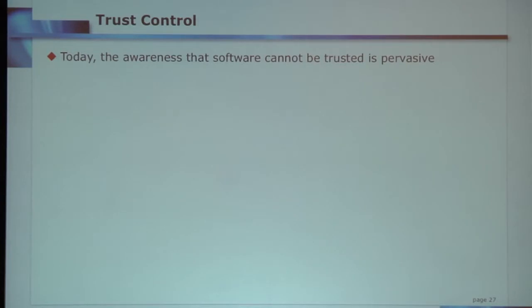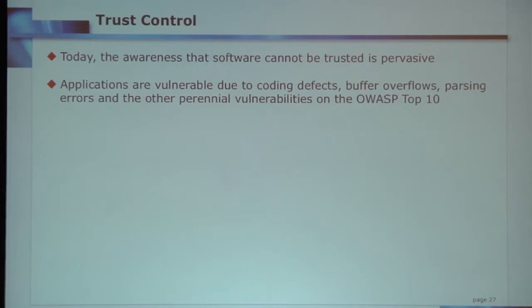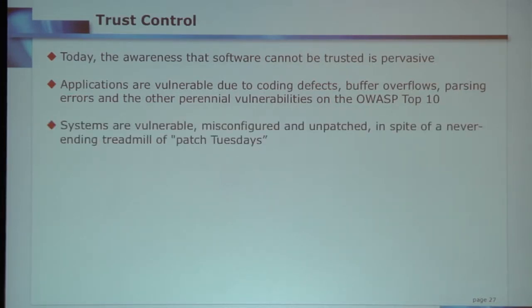So today the awareness that software cannot be trusted is pretty much pervasive. I mean, applications are vulnerable to coding defects, parsing errors, buffer overflows. Think of the infamous OWASP top 10 list for web applications. Systems are vulnerable, misconfigured, unpatched, despite all these patching treadmills that people and companies are going through. So the fundamental requirement here is that the trust control must assess and measure the state of the endpoint. That is a very critical requirement that we have to examine further, and where we have some work to do.